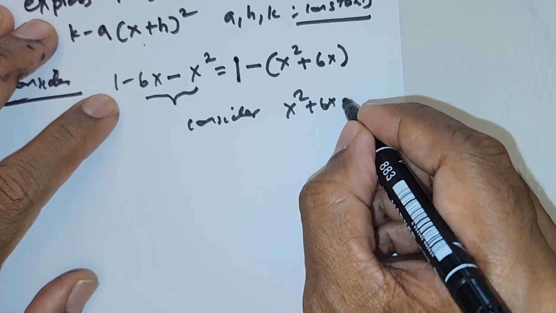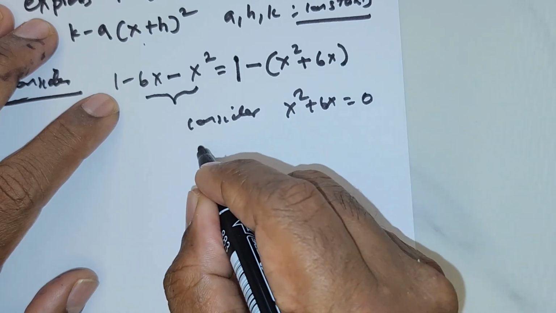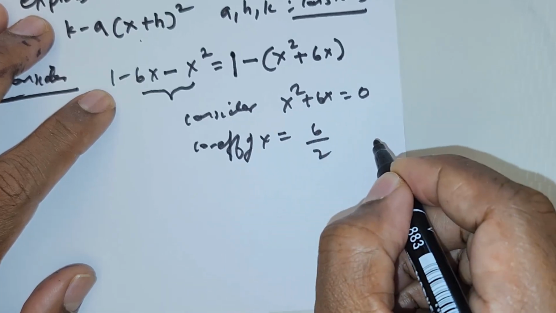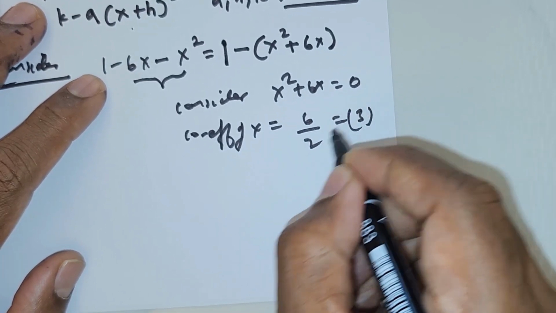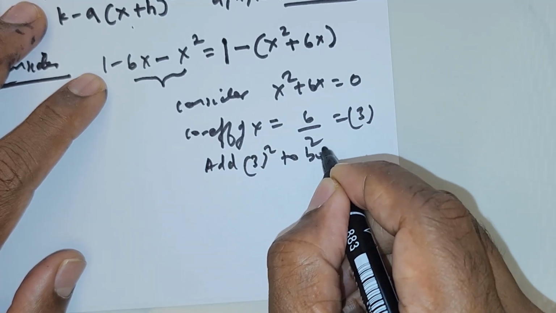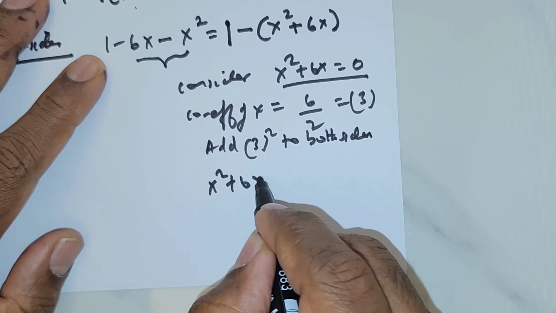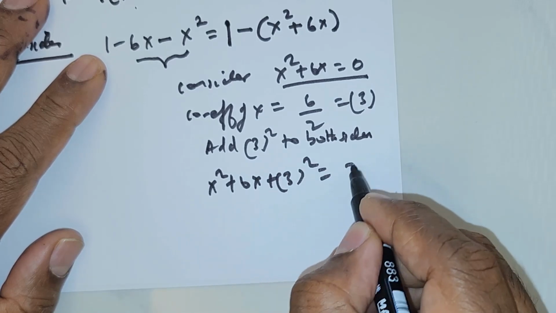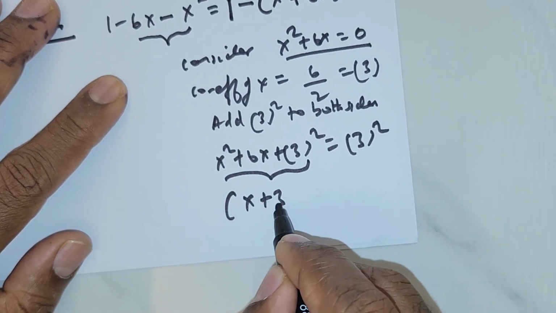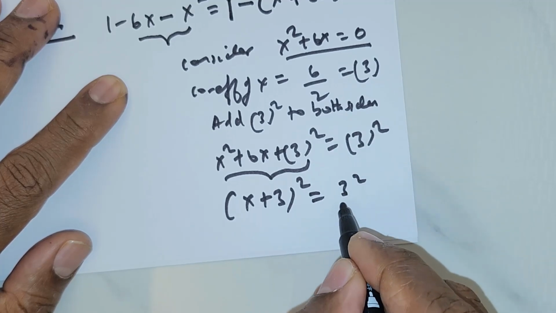Now take it as an equation, equal to 0. Take the coefficient of x, which is 6, and you divide by 2, and then you get that value. Now you add 3² to both sides of this equation. So this is going to be x² + 6x + 3² = 3². Now you write this as a perfect square. So this is going to be (x + 3)² = 3².